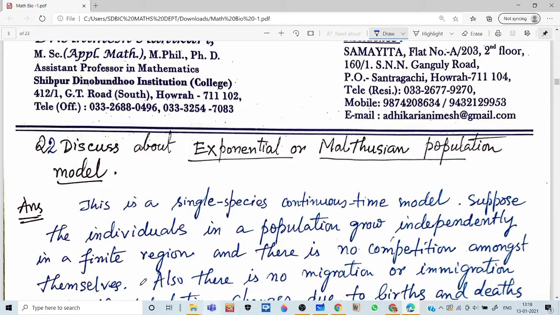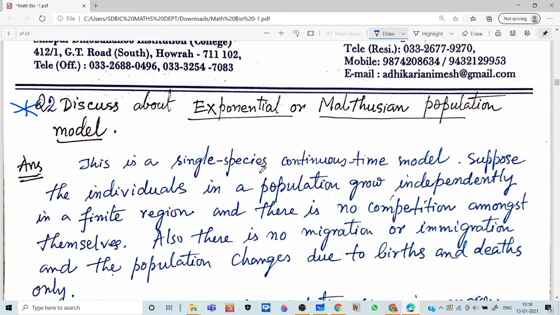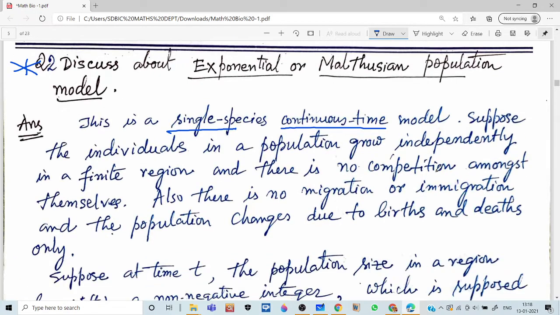Discuss the exponential or Malthusian population model. A very important model for first year students, the exponential model or Malthusian population model. This is a single species continuous time model. Suppose the individuals in a population grow independently in a finite region, and there is no competition amongst themselves, and there is no migration. This is an important condition: no immigration or emigration.